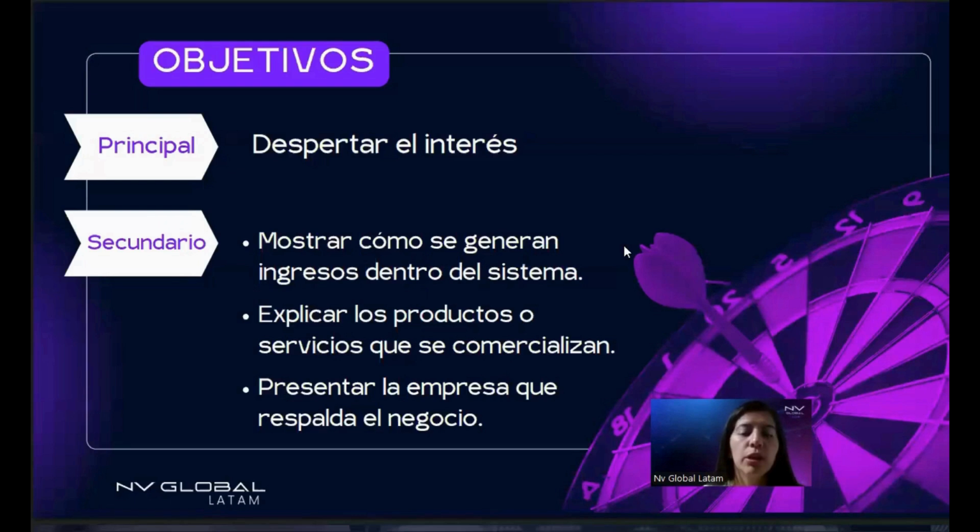Well, our secondary objective is to show how income is generated within the system, to make the person broadly understand and become curious about how income is generated. We need to explain the product or service, how it is marketed, okay? And finally, present the company that supports us in the business.